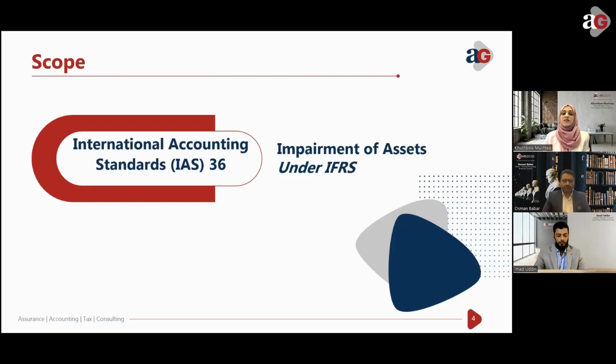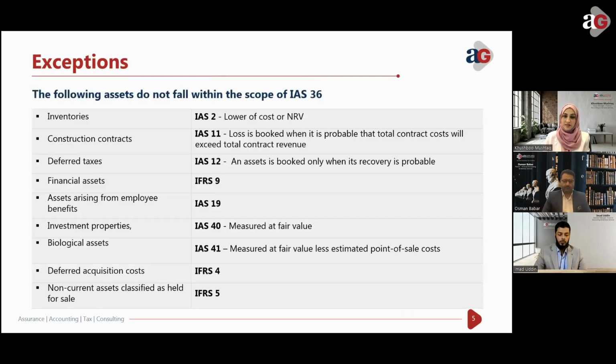But there are some exceptions. Not all assets are covered under IAS 36. There is an exception of a few assets that have their own standards. What are those assets which appear on our balance sheet?